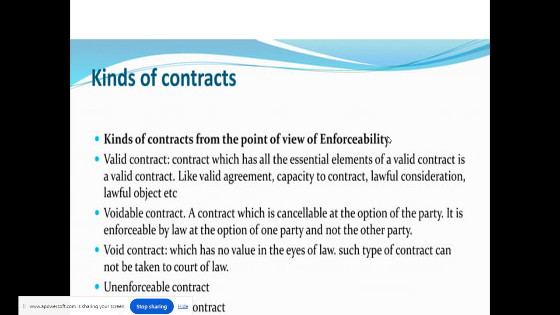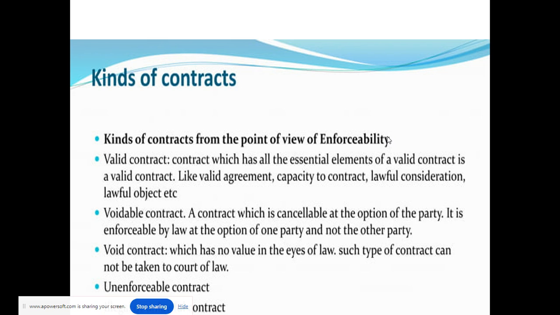Then the voidable contract. Suppose Mr. Y promises to sell his bike to Mr. X for the sum of 50,000, but the consent is obtained through force. Therefore, the contract is said to be voidable at the option of Mr. Y. He may avoid the contract or elect to be bound by it. So the contract becomes voidable in certain cases.